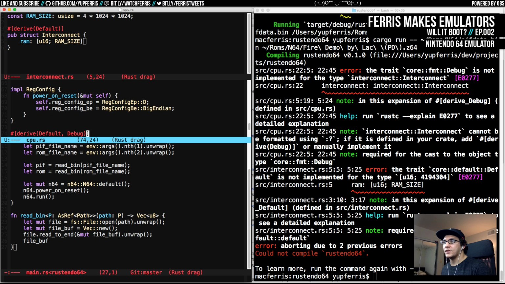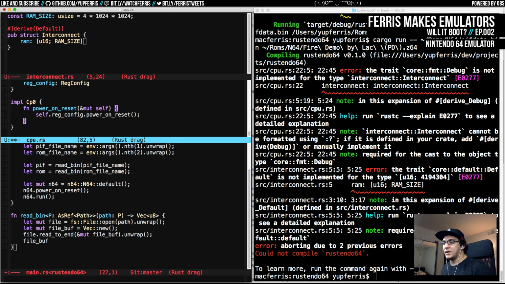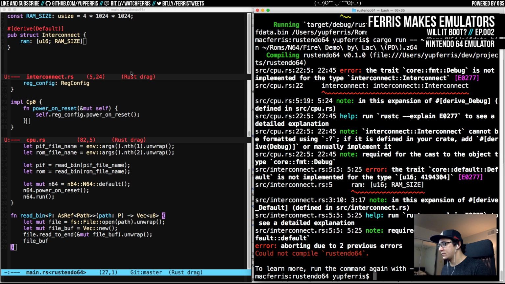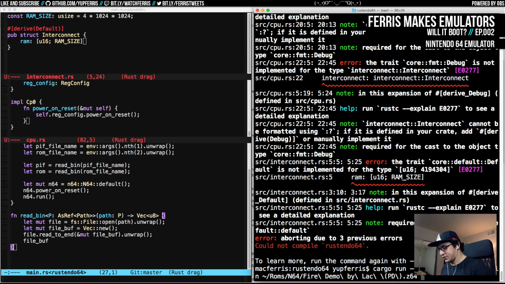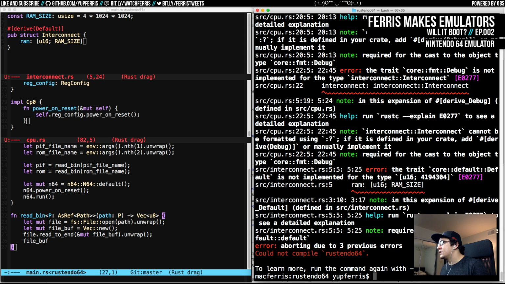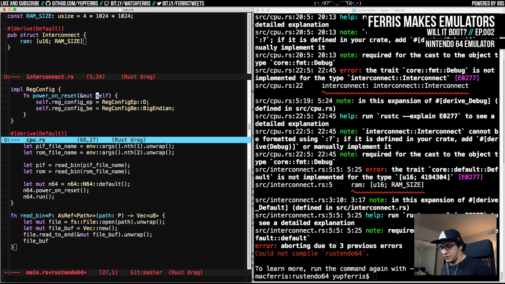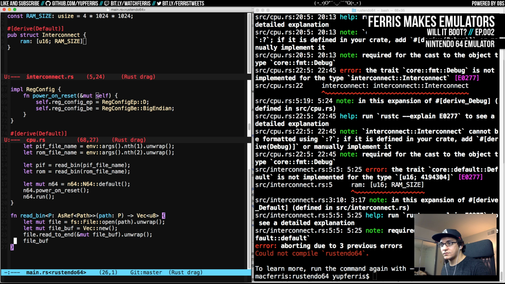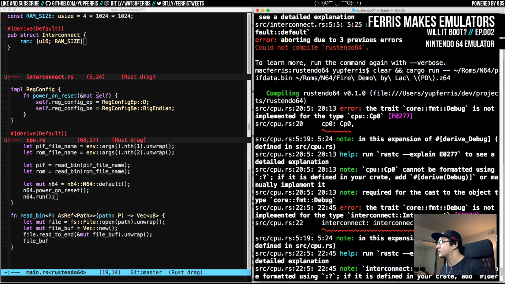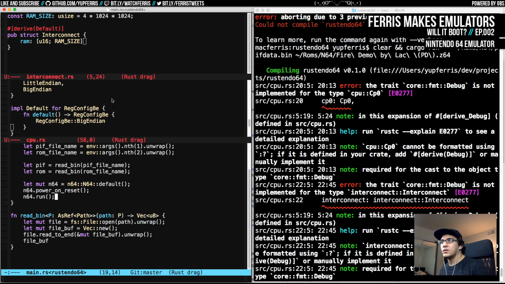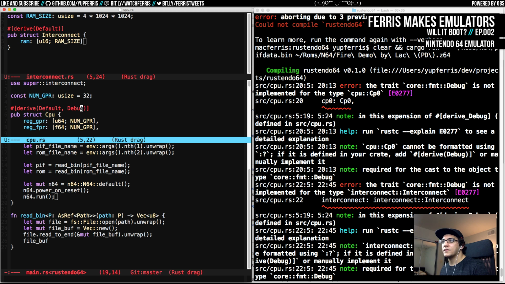I do think we'll be okay for the default stuff here, because we'll only ever be let me also clear when I do this. Oh, we just have that many errors. CPU cannot be formatted using debug. If it's defining a derive debug, manually implement it. What was that? CPU. Thought I removed that. Did I not save that? Did save that? We shouldn't be printing that anywhere now. Debug is not implemented for interconnect. That's true. Probably left it on the CPU. Yeah, there it is.